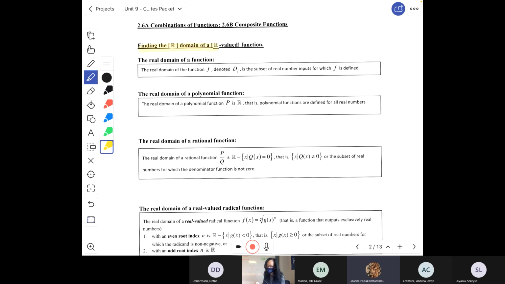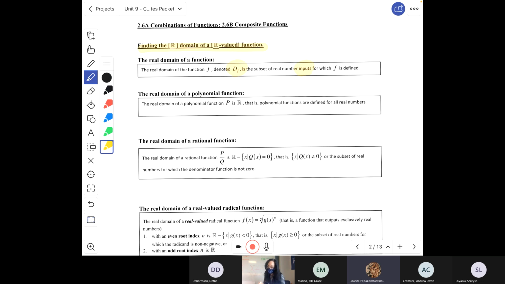So we know how to find the domain of real valued functions. If I have the real domain of a function f, I can denote it with this D with the subscript f. That's a notation we've seen before. And all it is is the subset of real number inputs for which the function is defined. This is nothing new. We're just formalizing some definitions. So if I have a function and I'm talking about the domain, those are your input values.